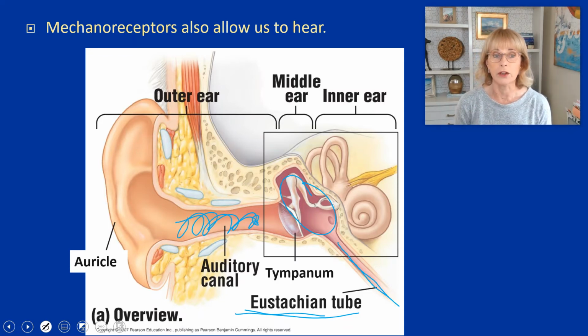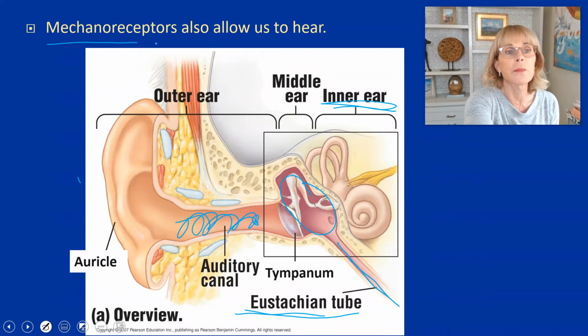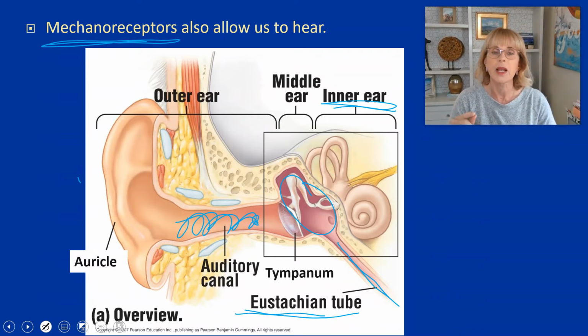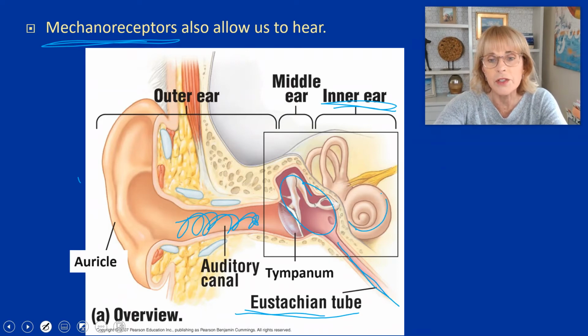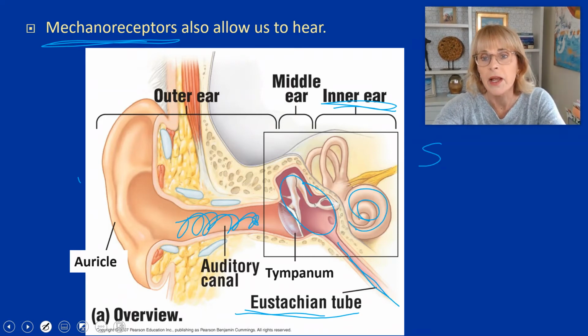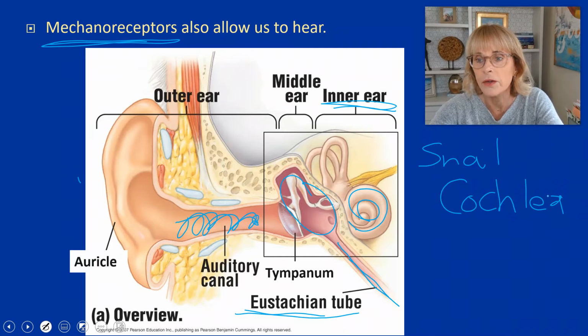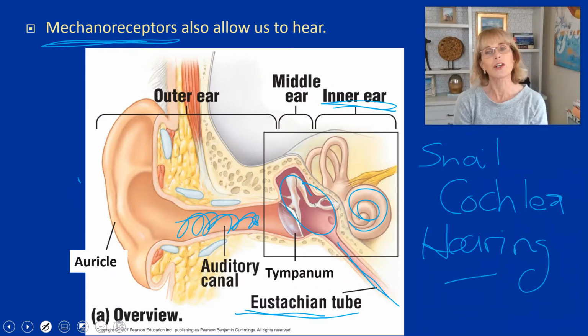The last part of the ear, you've got outer ear, middle ear. The last part of the ear is the inner ear. And the inner ear is where all of the mechanoreceptors sit. The inner ear has got this area that looks like a snail shell, all right? And the snail-looking thing is called the cochlea, and it's here that we get the mechanoreceptors of hearing. So that snail shell-looking thing is what you do your hearing with, right?